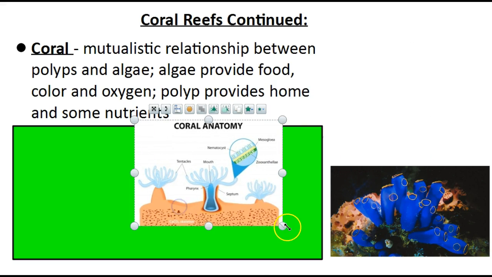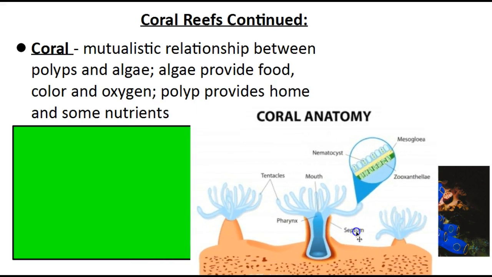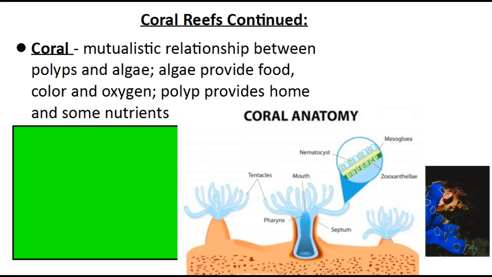So if we look at this coral picture, this shows us the coral anatomy here. We've got our little polyps here, and then inside, see all these little cells? These cells have algae, okay? These are where the algae are. They're tiny, tiny little things. So the actual polyp is what we can see here, and then the algae is in the actual polyp in tiny little compartments, okay?